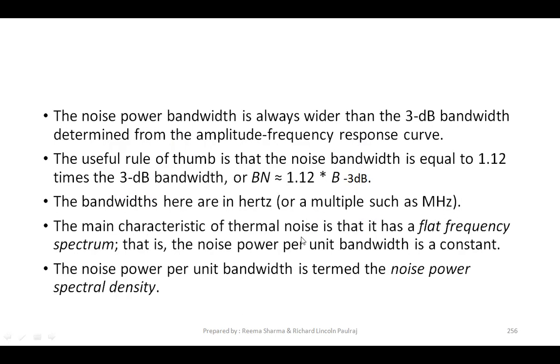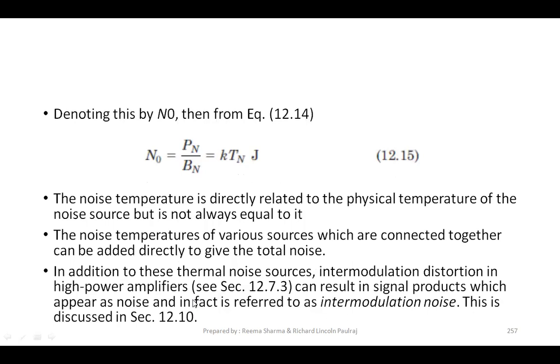The main characteristic of thermal noise is that it has a flat frequency spectrum. That is how you identify thermal noise: if it has a flat frequency response, then you can say it's thermal noise. The noise power per unit bandwidth is a constant, and this is termed the noise power spectral density, a very commonly used term. It is denoted by N naught.